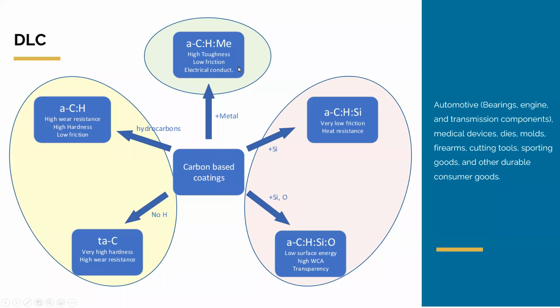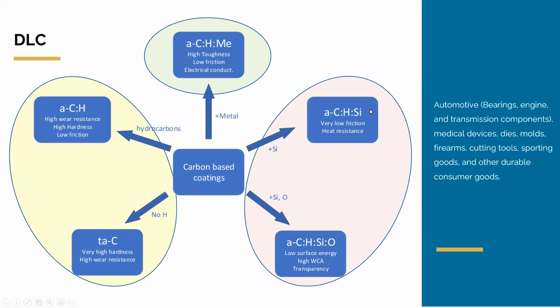While one with metal, and that metal can be chrome or can be tungsten, for instance, those are tougher. They're not maybe as hard as the one we talked about before, but they have low friction as well as high toughness. So applications in the automotive sector sometimes use this type of coating.